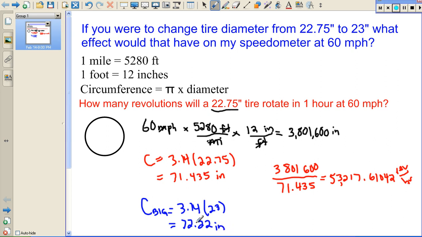So if this tire travels 53,217.61042 revolutions in an hour, how far has it really gone is the question. Because we know it's going to go farther because it's a bigger tire, but how much farther is the question. So we'll take the revolutions per hour, because this is what the car thinks it's traveling at 60 miles an hour, times our new circumference, so 53,217.61042 times 72.22. And that's going to give us how far the car will travel with this new big tire.